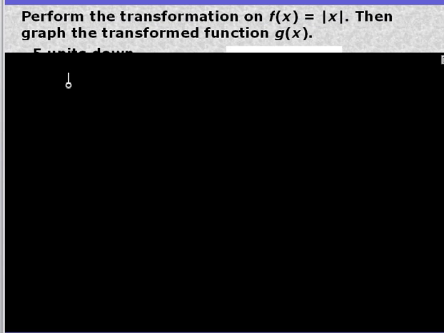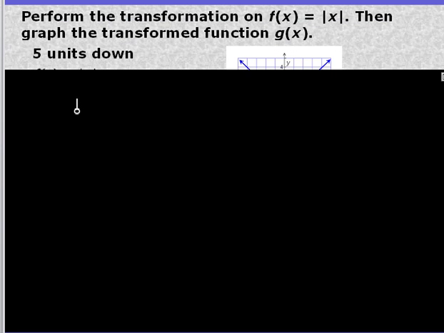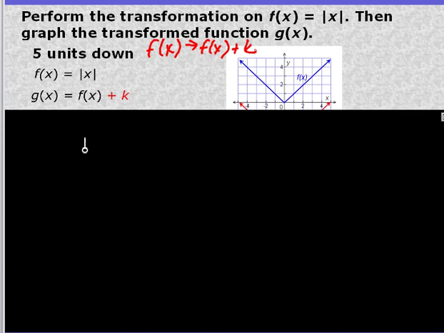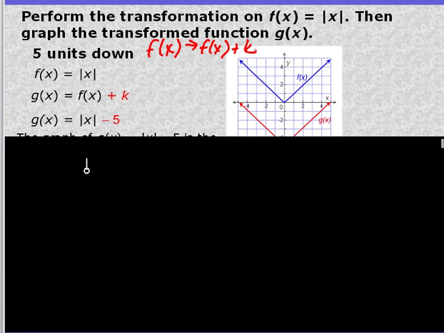Perform a transformation on f of x equals absolute value of x, then graph the transformed function. 5 units down. So this is a vertical shift. Remember, the vertical shift is f of x goes to f of x plus k. So the actual equation is just going to be, oh, it's down. Yeah, it's down 5, so it's going to be a negative 5. So this is the actual transformed function equation.